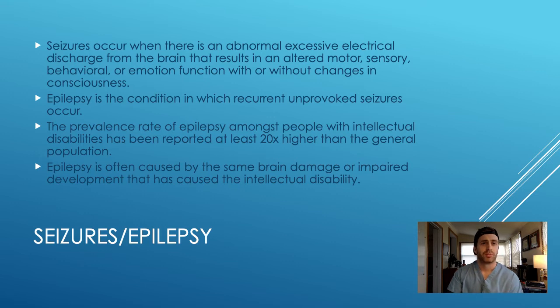So seizures and epilepsy. Seizures occur when there's an abnormal excessive electrical discharge from the brain that results in an altered motor, sensory, and behavioral or emotional function, with or without changing consciousness. Epilepsy is a condition in which recurrent unprovoked seizures occur. The prevalence rate of epilepsy amongst people with intellectual disabilities has been reported at least 20 times higher than in the general population. Epilepsy is often caused by the same brain damage or impaired development that has caused the intellectual disability.